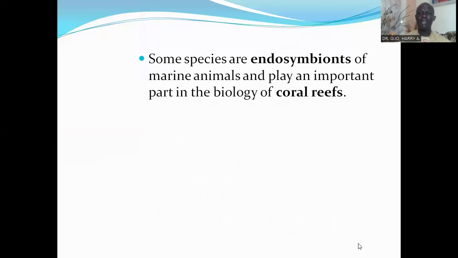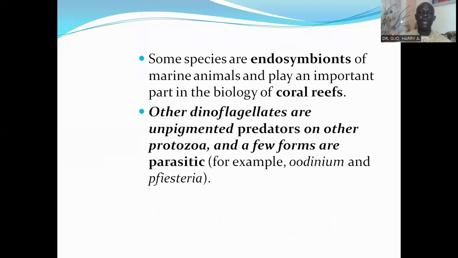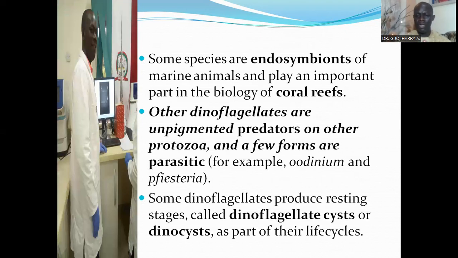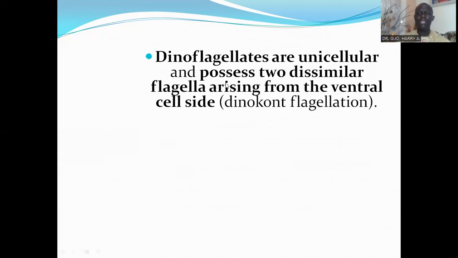Some species are endosymbionts of marine animals and play an important part in the biology of coral reefs. Some are found within marine animals, and they exhibit endosymbiosis with such organisms. Other dinoflagellates are unpigmented predators on other protozoa, and a few forms are parasitic, for example Oodinium and Cystodinium species, while some are predators of other protozoans. Some dinoflagellates produce resting stages called dinoflagellate cysts, or dinocysts, as part of their life cycles. Dinoflagellates are unicellular and possess two dissimilar flagella arising from the ventral cell side. Such flagellation is called dinokont flagellation.